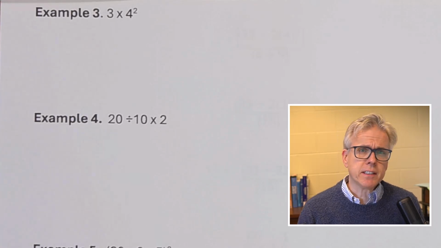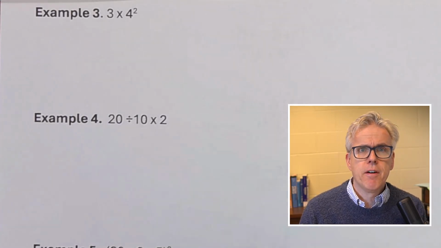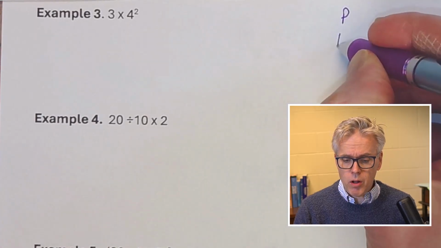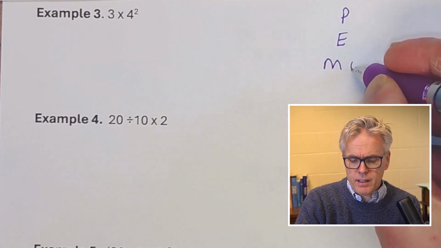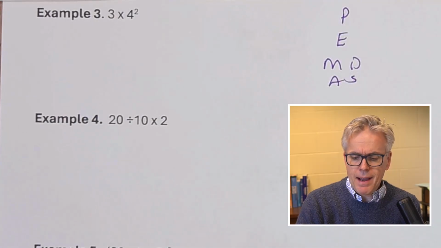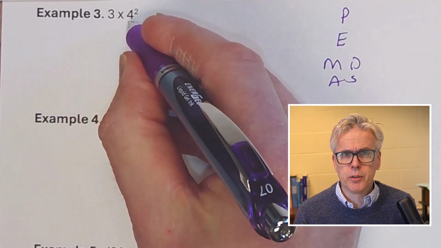Okay, let's look at this example. We have 3 times 4 squared. So now I have an exponent. And so recall, and I'll rewrite this again. So please excuse my dear Aunt Sally. My exponents are going to come before I multiply.